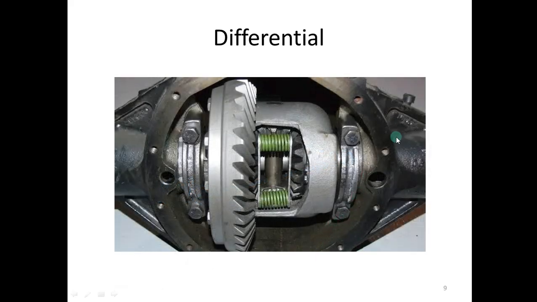So this is a real image of a differential. In the previous slide we saw the brown large gear. It is this one, and here is the rear drive shaft gear. This rotation transfers the power to this rear drive shaft gear and into the wheel.